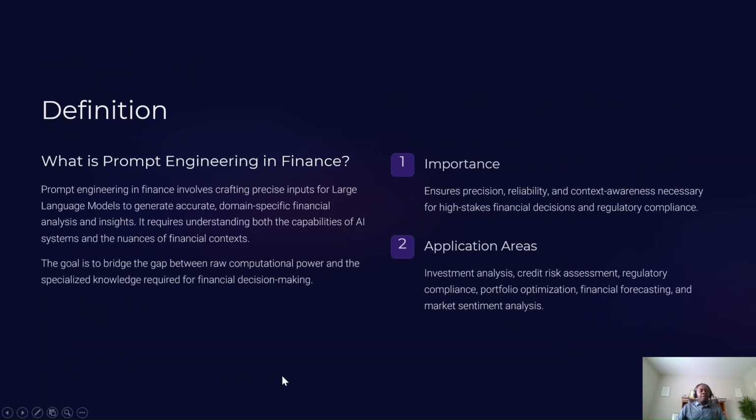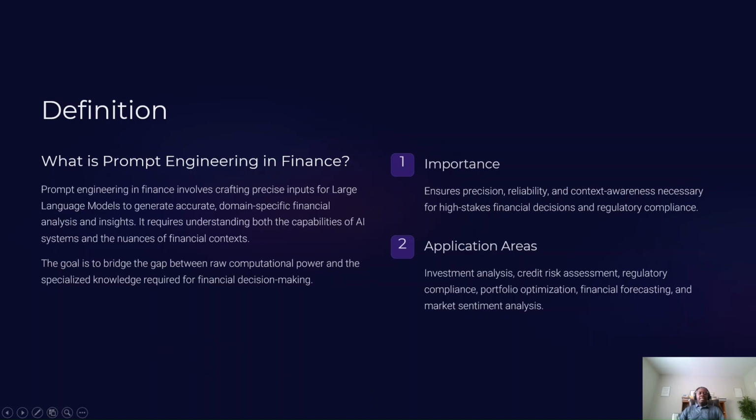So the goal in this section of the model is to bridge the gap between raw computational power and the specialized knowledge required for financial decision making. We want to ensure that you are precise, that the response we get is reliable, and that it is context aware. It knows what the limits are, and is also relevant to what you're looking for.